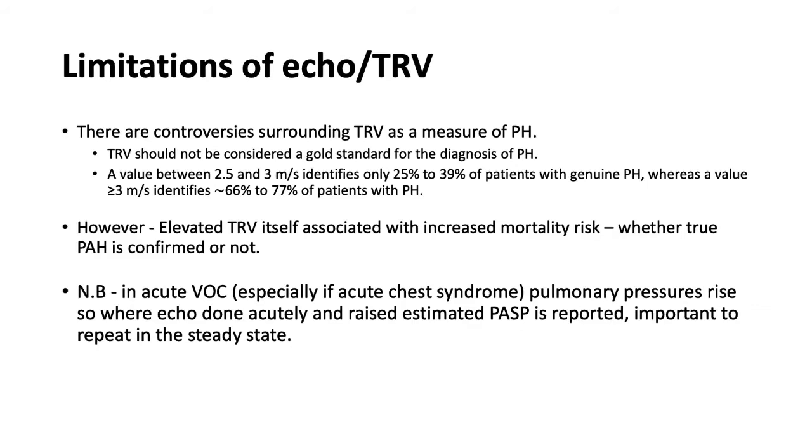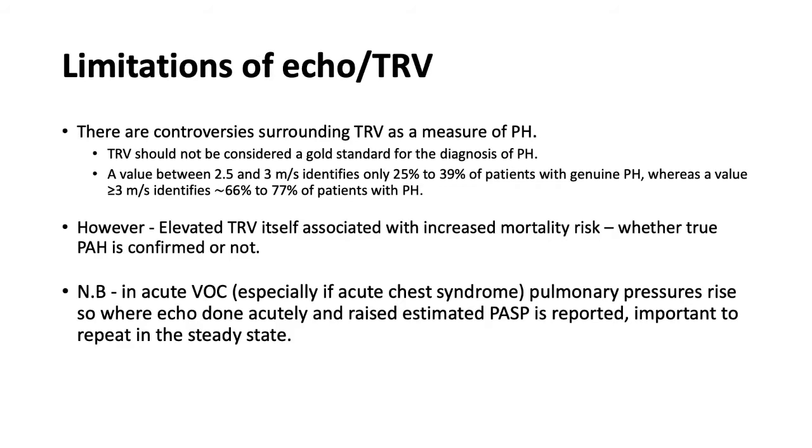And even in those patients where they have a raised tricuspid regurgitant jet velocity, but no convincing evidence of pulmonary hypertension on a right heart catheter, just by having an elevated tricuspid regurgitant jet velocity itself is an independent marker of increased mortality risk in patients with sickle cell disease. So there is a value in measuring it just on that basis, probably.